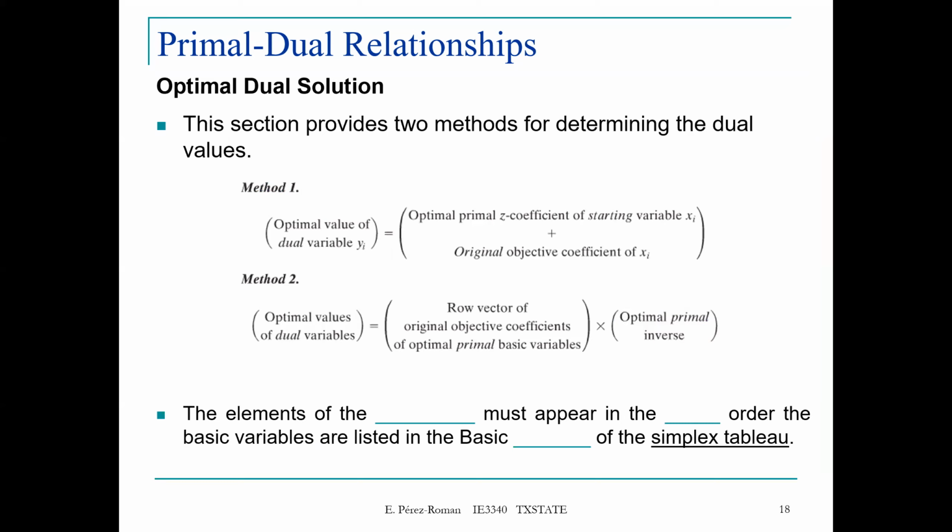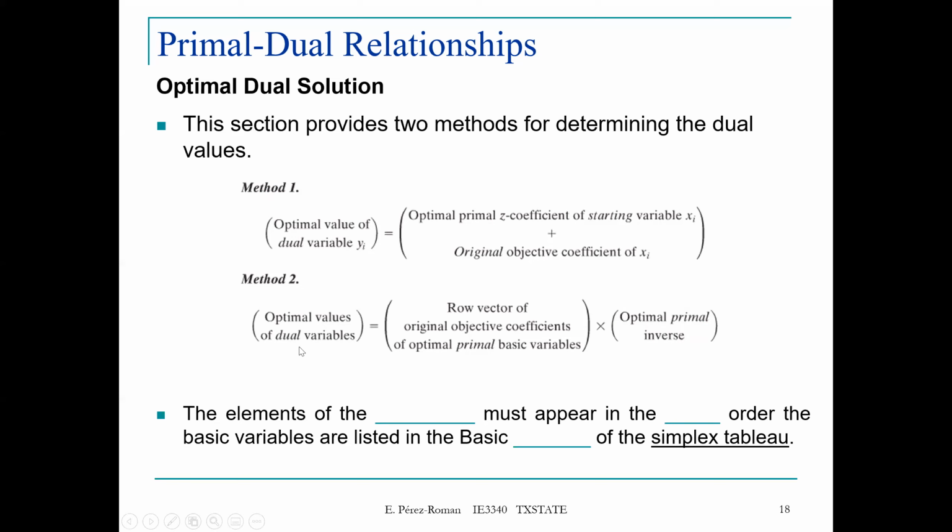So in terms of the dual solution, this section provides two methods for determining the dual values. Meaning that if you had the optimal solution for the original problem and you want to find the optimal solution for the dual, those y1, y2, y3 variables, then you have two methods to obtain that solution. In method one, the optimal value of the dual variable yi is going to be equal to the optimal primal z coefficient of the starting variable xi plus the original objective coefficient of xi.